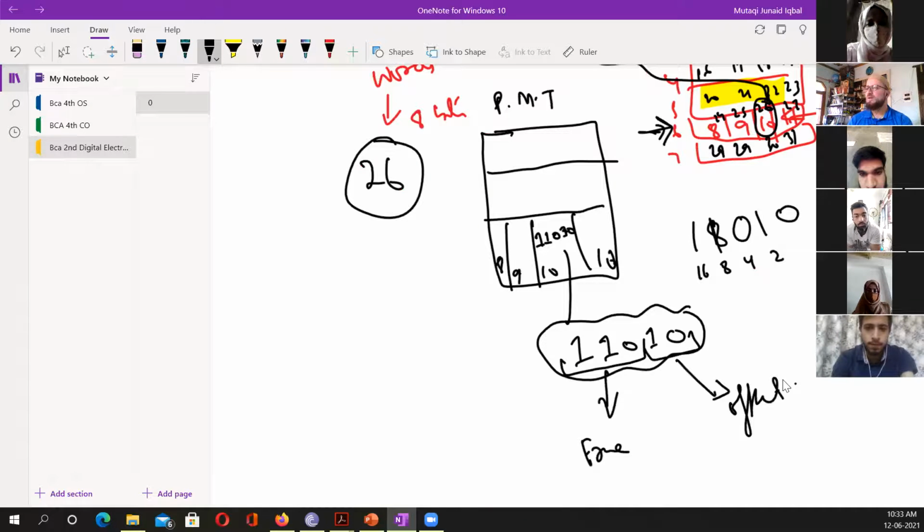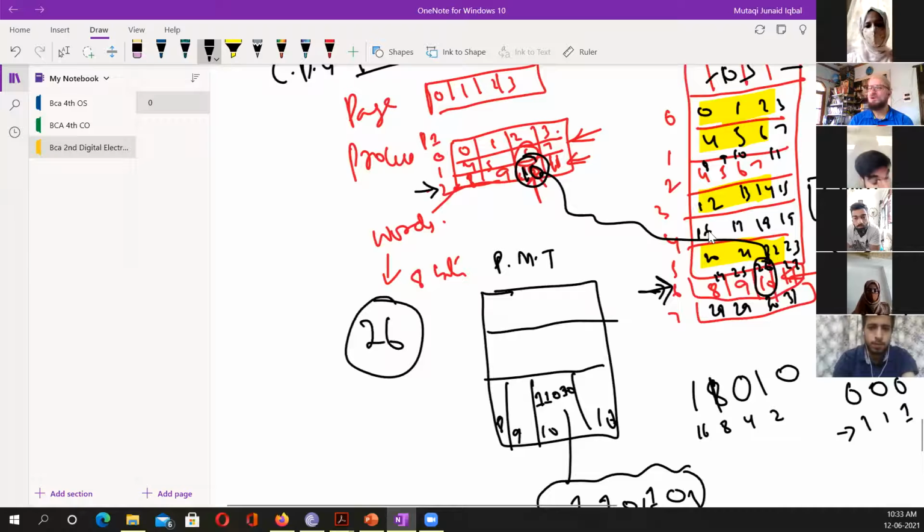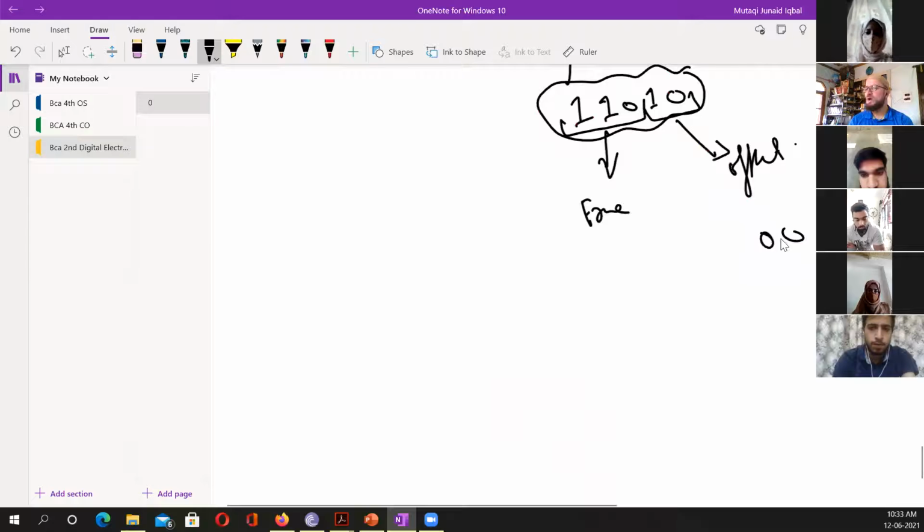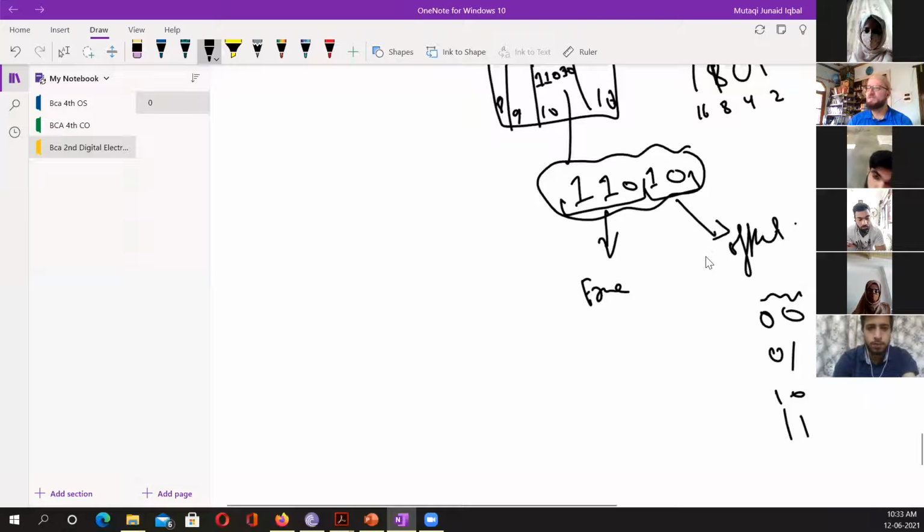That is this thing. Okay, because I have how many? 4. 1 2 3 4. That means from 00 up to 11. So I need only 2 bits for representing the offset. That is why the last 2 bits will represent the offset. Let us see it.